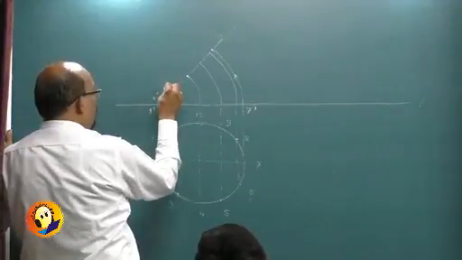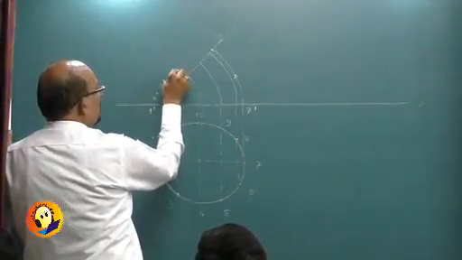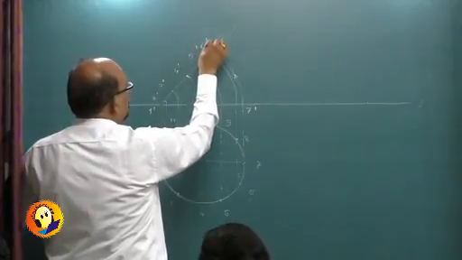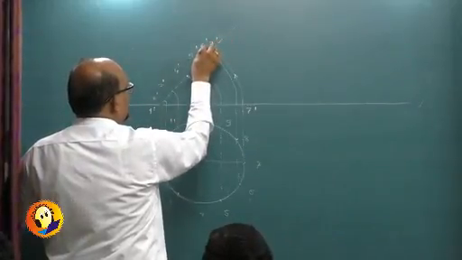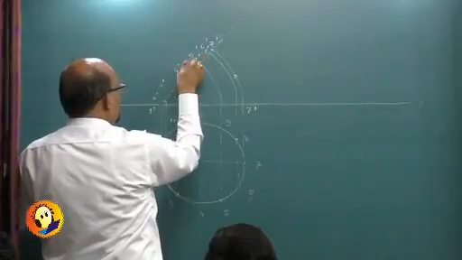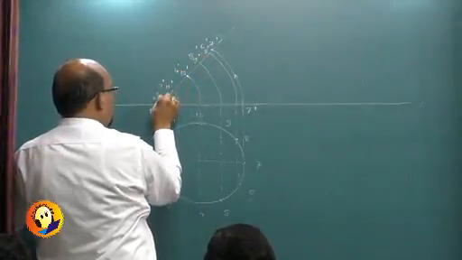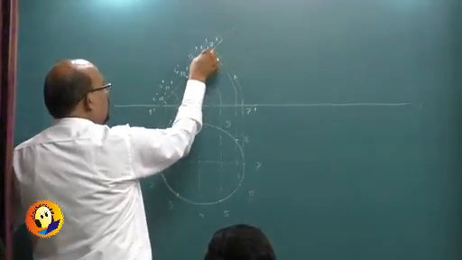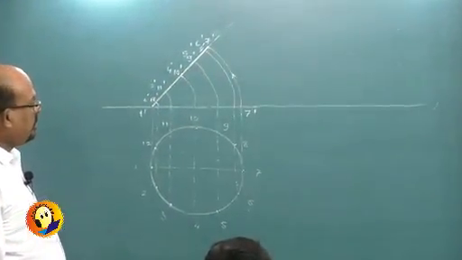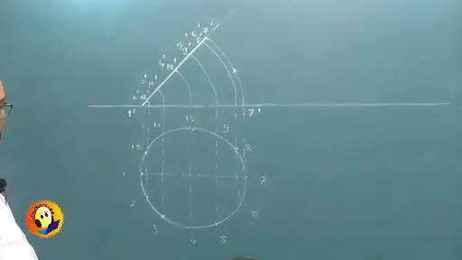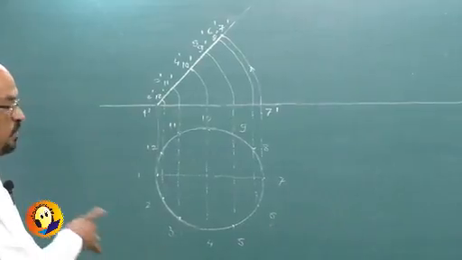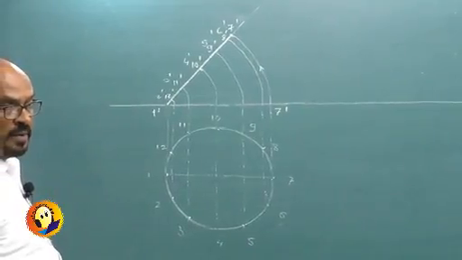So this will be 2 dash, 3 dash, 4 dash, 5 dash, 6 dash, 7 dash. Same is point 8 dash, 9 dash, 10 dash, 11 dash and 12 dash. This is the line view of the plane. Rotation in one view is movement parallel to XY in other. So all these points will start moving parallel to XY.